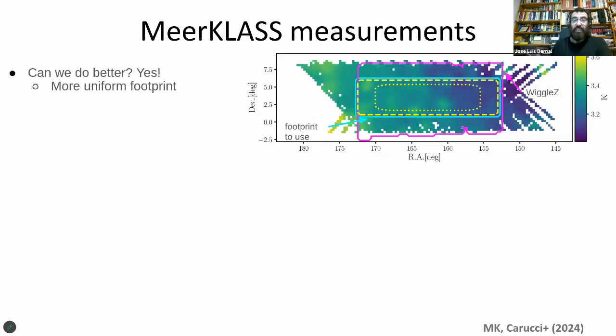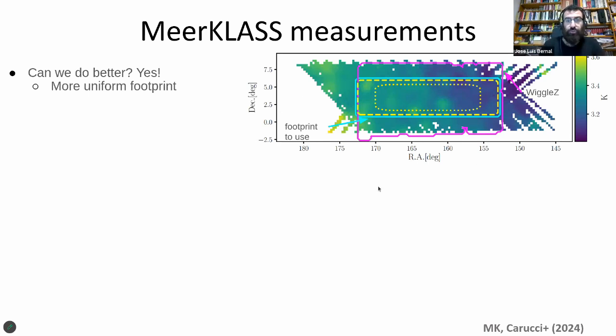So the question now is whether we can do better than this blind PCA, removing all these modes and therefore having to reconstruct it with a transfer function. And the answer is yes, hopefully and thankfully, because PCA is very sensitive to the outliers. So if we take a more uniform footprint, even if we lose a lot of solid angle on the sky, it's going to be much better for the PCA.